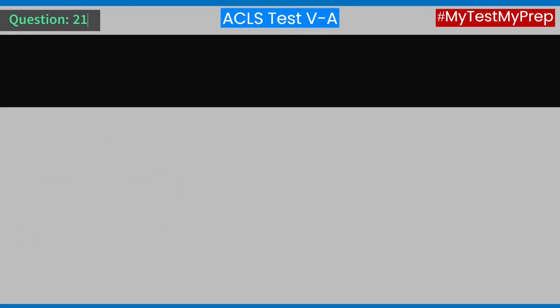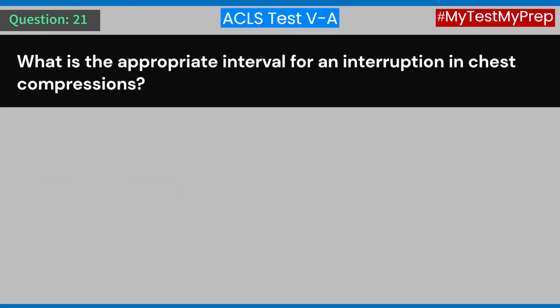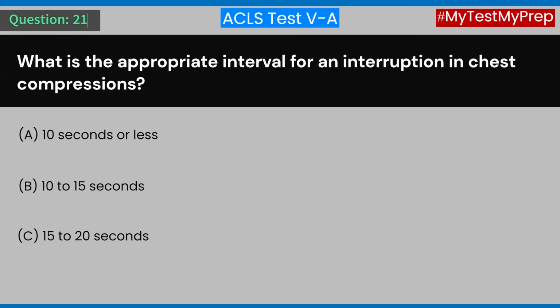Question 21. What is the appropriate interval for an interruption in chest compressions? A. 10 seconds or less. B. 10 to 15 seconds. C. 15 to 20 seconds. D. Interruptions are never acceptable. Answer A. 10 seconds or less.